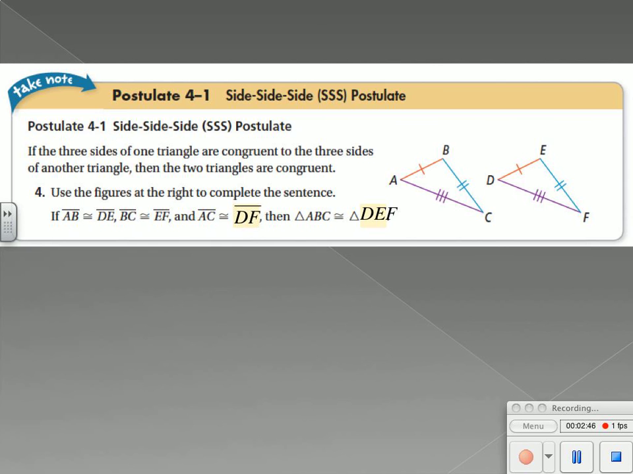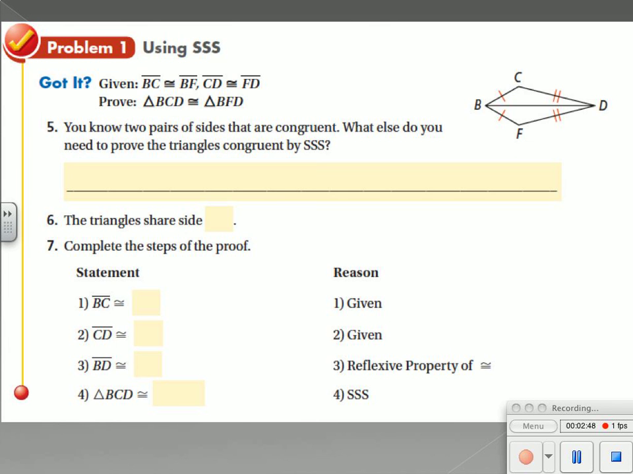So how can we use the side-side-side postulate in a proof? Here we have a given statement: BC is congruent to BF, and segment CD is congruent to segment FD. We want to prove that triangle BCD is congruent to triangle BFD. Since we have two pairs of sides that are congruent, what else do we need to prove the triangles congruent by side-side-side? Okay, it's obvious that we need a third pair of congruent sides.